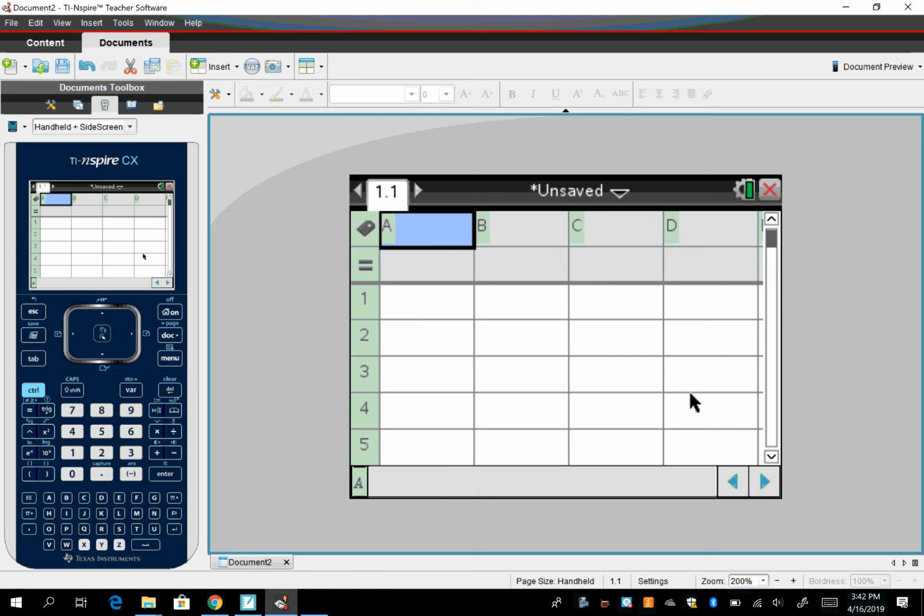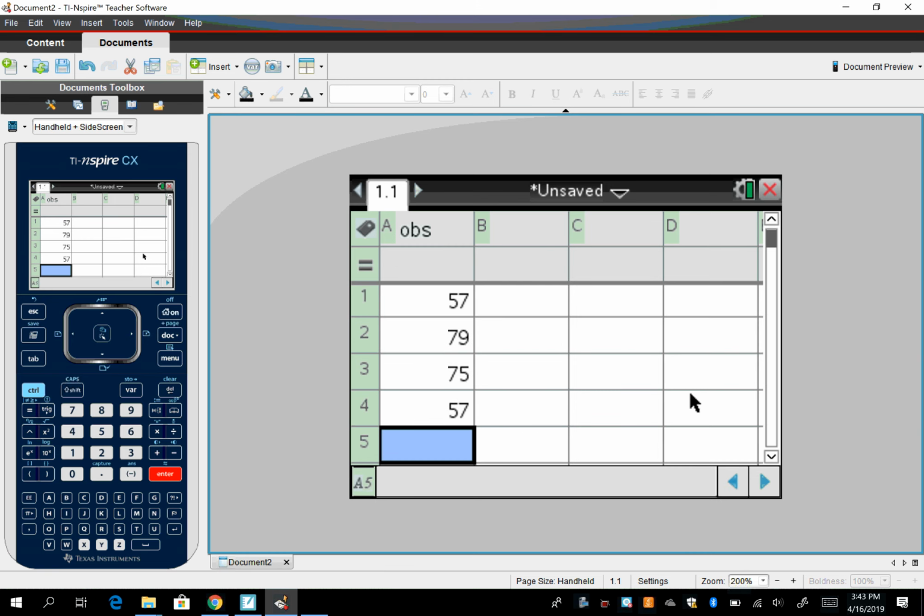The first column is going to be my observed values, OBS, for observed. So I want you to type in those observed values from the very first slide, which were 57, 79, 75, 57, 41, and 26.